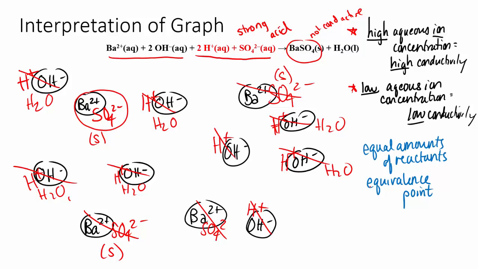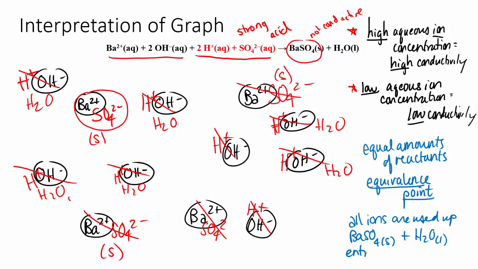And what's significant in this reaction is when we've added equal amounts of both of our reactants, all of our ions are used up. And so everything is in either the solid form, so all we have left at this point is the solid form of barium sulfate or liquid water. So we have entirely products. And remember, these two things are not conductive.